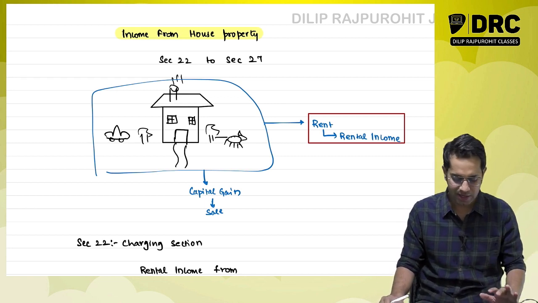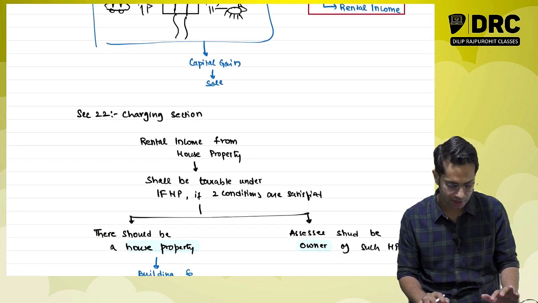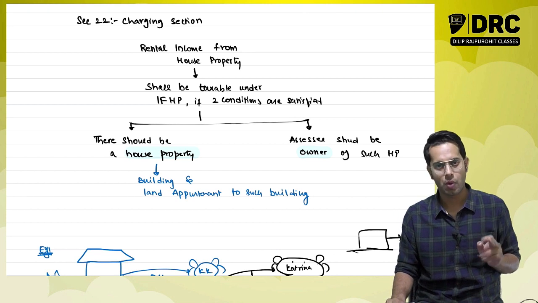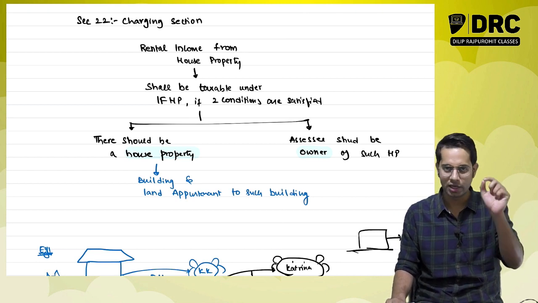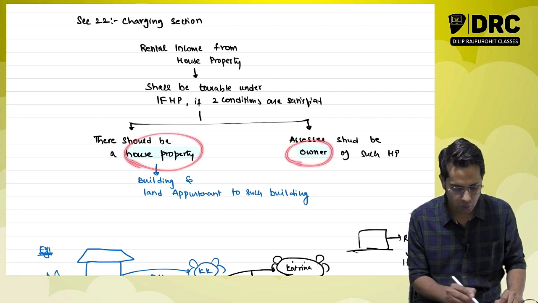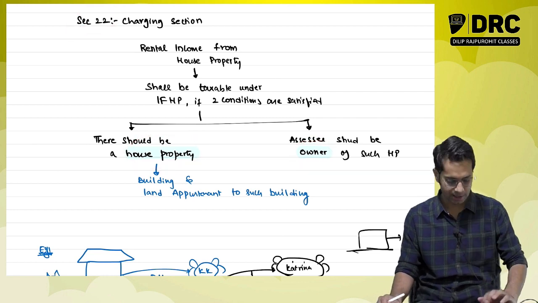In our previous class we discussed that whatever rental income you are earning from house property will be taxable under the head income from house property if two conditions are satisfied. Condition number one, there should be a house property, and condition number two, the assessee should be the owner of such house property. Section 22, the charging section, tells us this.